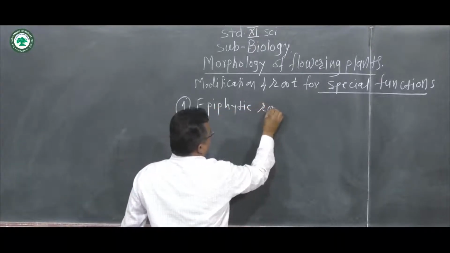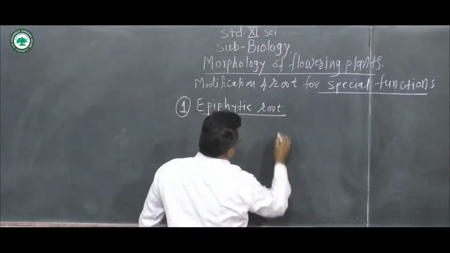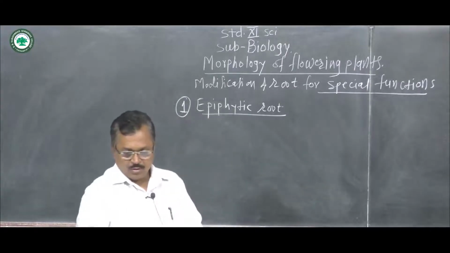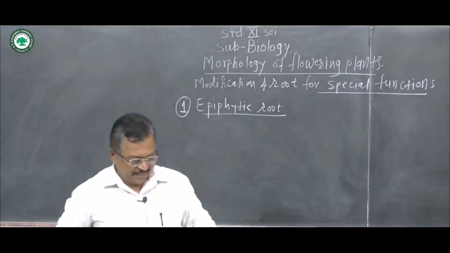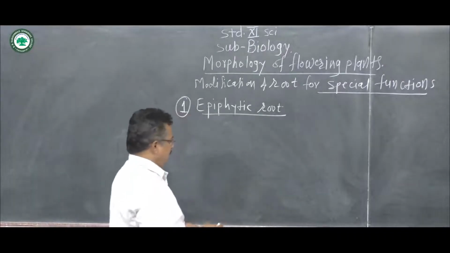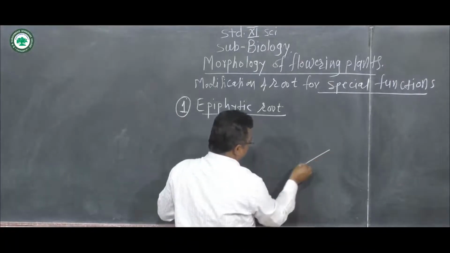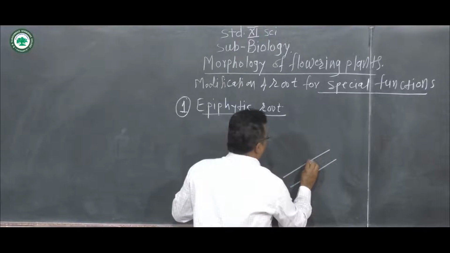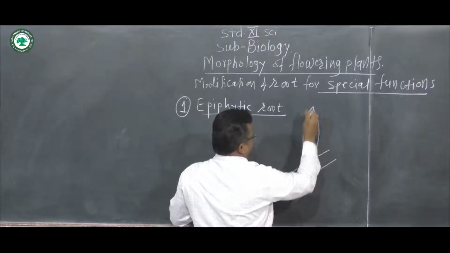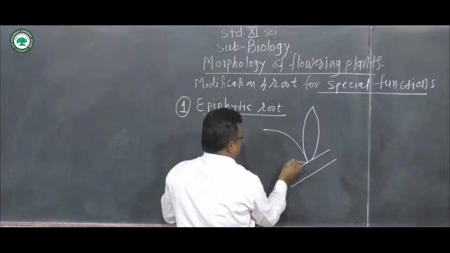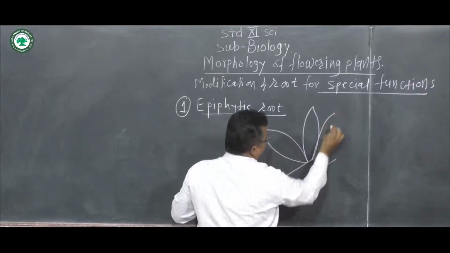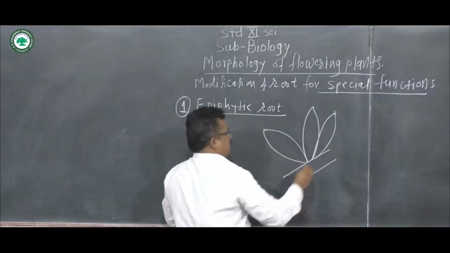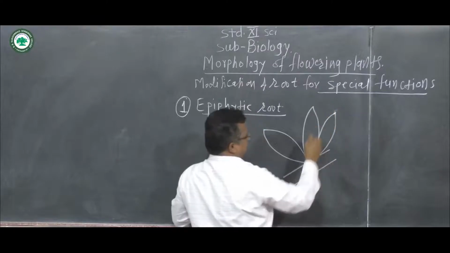Epiphytic root. These roots are found in plants like orchid, vanda. Here the orchid plant grows on the branches of tall plants. In rainy season, these plants are found in thick vegetation.